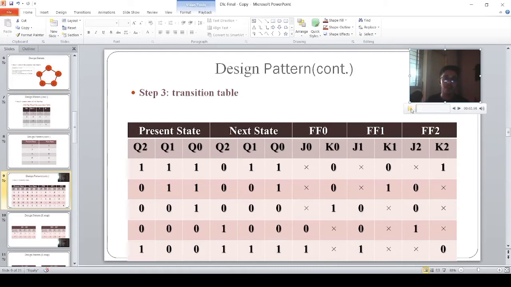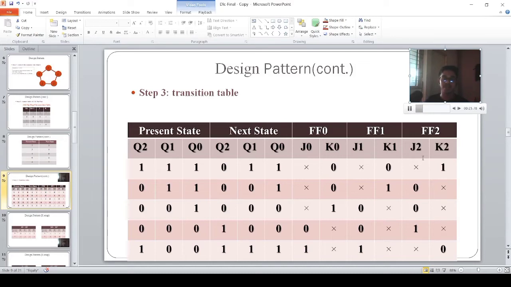So I will now explain the transition table. Our present state is 7, 3, 1, 0, 4. So our next state will be 3, 1, 0, 4, 7. So we have written down the values in binary for both present and next state. Now we will find out the values of FF0, FF1 and FF2 using the JK characteristics table.